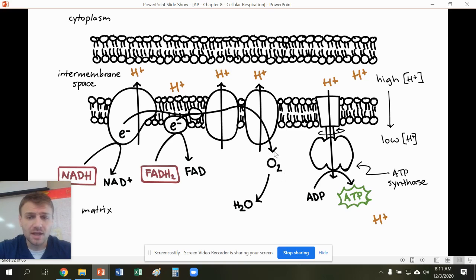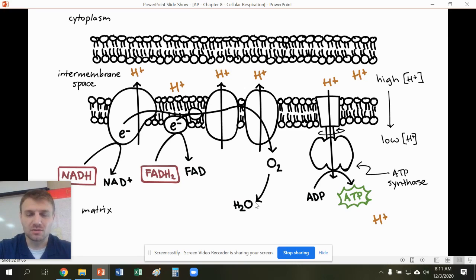Now, I haven't gone over this yet, but I want to start by saying those electrons, the final donor is going to be oxygen. So those oxygen molecules that you have in your mitochondria are going to bond to the electrons and some of the hydrogen ions in the matrix, and they're going to form water. If you remember, the first step of photosynthesis was what? It was water breaking. The last step here is water being formed.